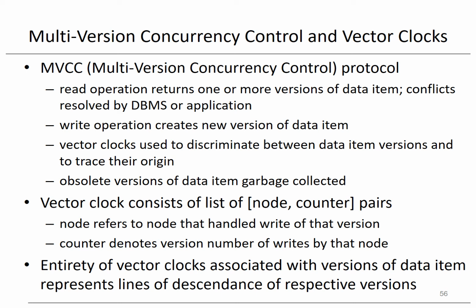A more elaborate kind of timestamps called vector clocks are used to discriminate between data item versions and to trace their origin. Each version of a data item is associated with such a vector clock. Versions of a data item that are obsolete according to their vector clock are garbage collected. A vector clock consists of a list of node-counter pairs, with the node referring to the node that handled the write of that version and the counter denoting the version number of writes by that node. In this way, the entirety of vector clocks associated with versions of a data item represents the lines of descendants of the respective versions.